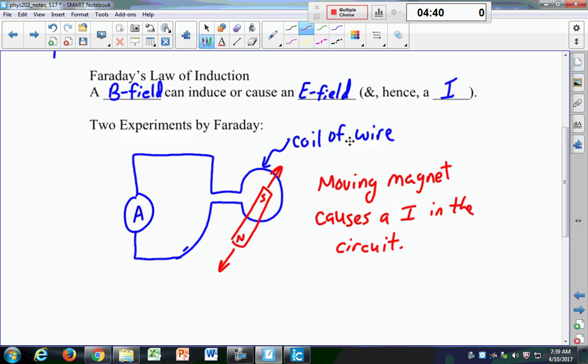We used to do this experiment in the lab, but we got rid of it for various reasons. Let me show you. It's not that difficult. So this is a galvanometer. Y'all have used this in class.